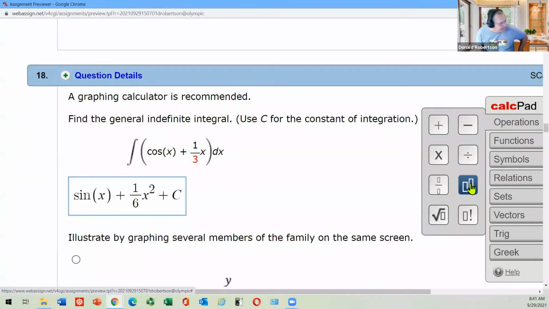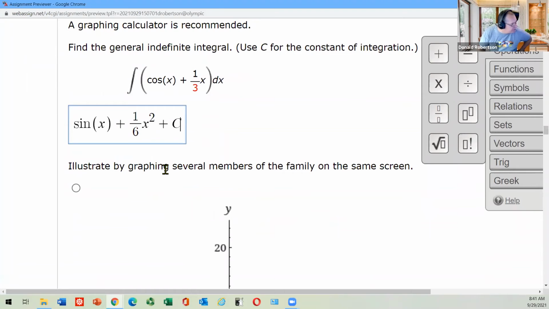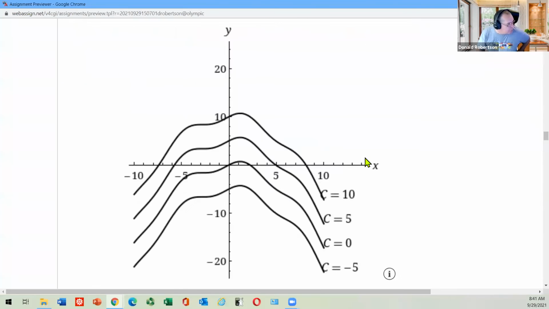We're all happy with that. Now, what are they on about? Illustrate by graphing several members of the family. On your TI-84 or Desmos, whatever you do, sketch that guy. And then sketch that guy plus 1, plus 3, plus 5, minus 1, minus 3, and minus 5, right? So pick various numbers for C, plus and negative, and you get a whole family of curves. That's what they did using -5, 0, 5, and 10.